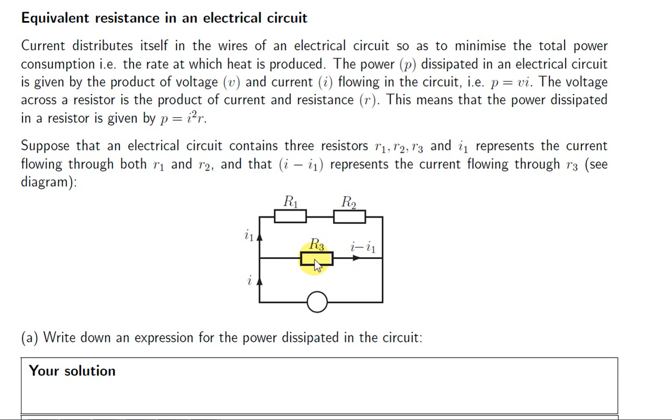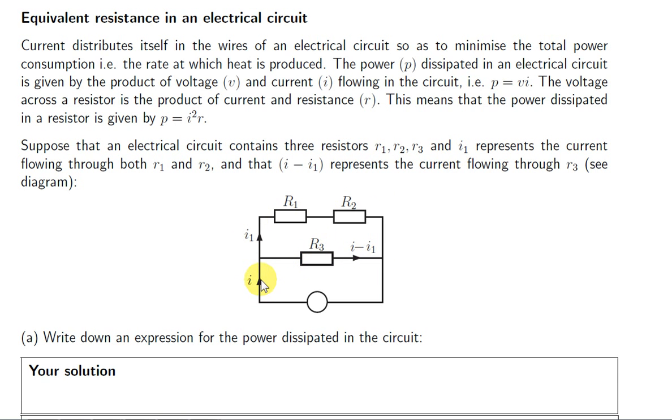Now, in this circuit here, we are given the current I that flows in this wire. We are also given the three resistances, R1, R2 and R3. We are interested in what I1 will be. We are interested in getting I1 in terms of I, R1, R2 and R3, such that the power dissipated in this circuit is minimized, is a minimum. So let's first of all write down an expression for the power dissipated in this circuit.